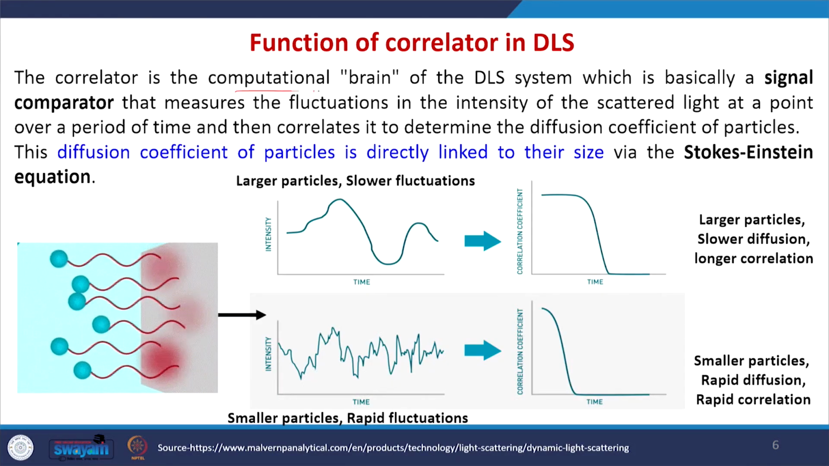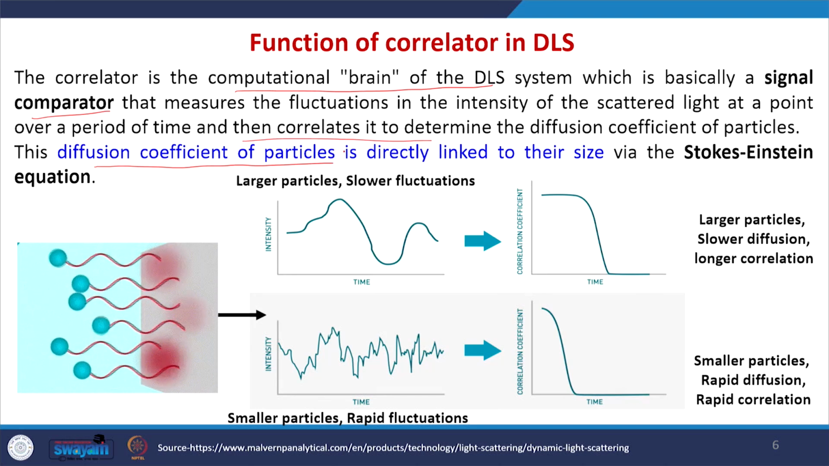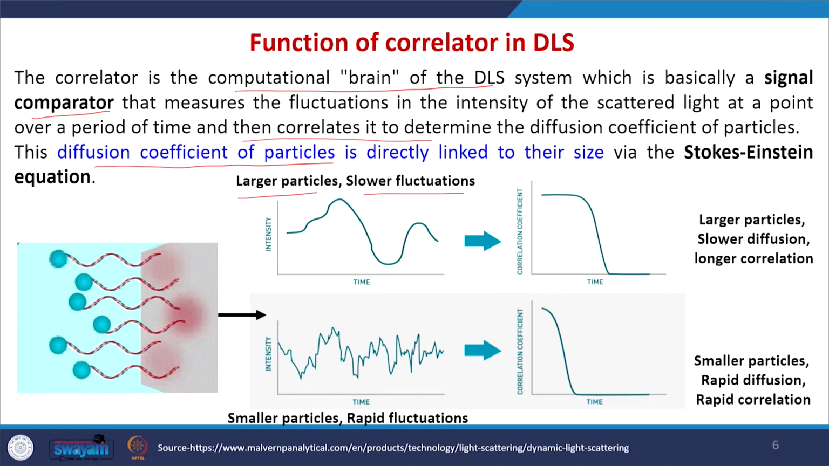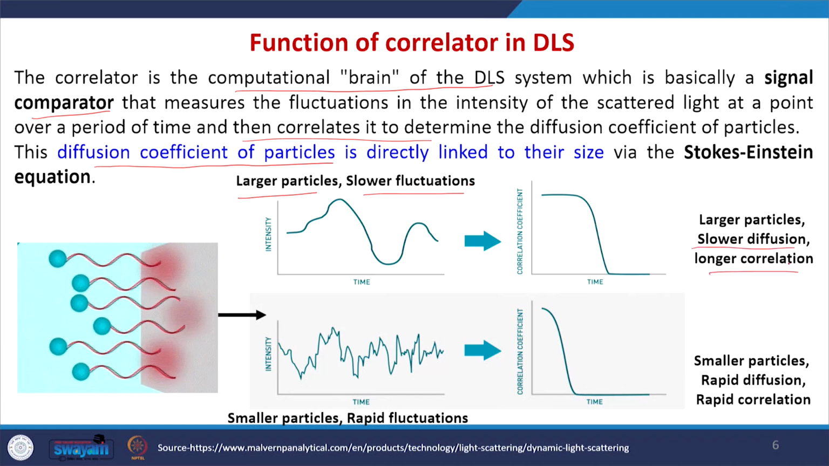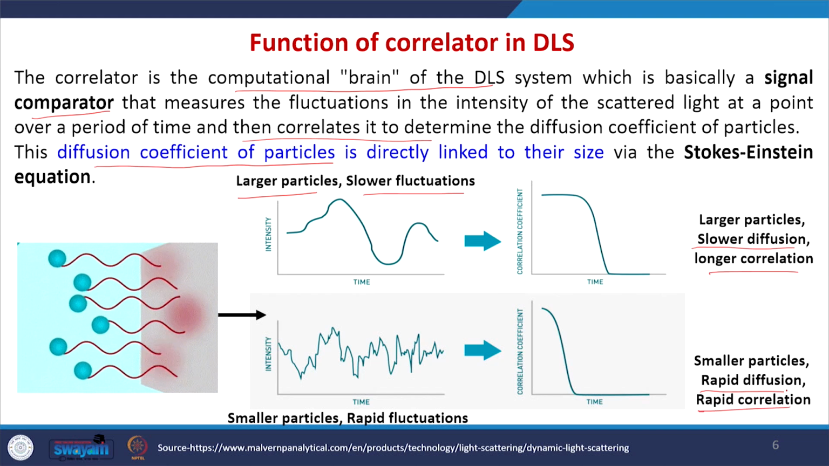Let us learn about the function of the correlator in the DLS. The correlator is the computational brain of the DLS system, which is basically a signal comparator that measures the fluctuation in the intensity of the scattered light at a point over a period of time, and then correlates it to determine the diffusion coefficient of the particles. This diffusion coefficient is directly linked to particle size through the Stokes-Einstein equation. The larger particles will have slower fluctuation. As you know, the bigger size particles move very slowly. So the larger particles will have slower diffusion and longer correlation, whereas the smaller particles will have rapid fluctuation, that means rapid diffusion and rapid correlation.